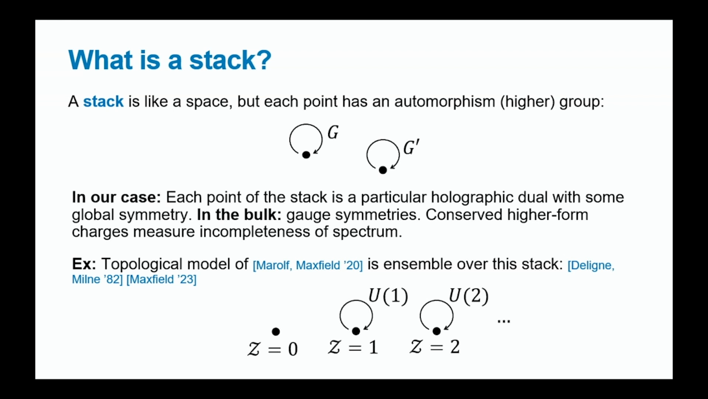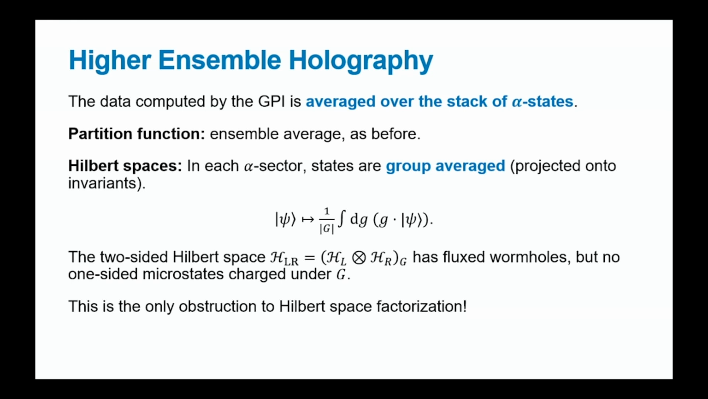And just to prove that this is something you can compute with, if you take the topological model of Marolf and Maxfield, you can show that its baby universe category is an ensemble over this stack. I have a Poisson random ground state degeneracy. It could be 0, 1, 2. And if the ground state degeneracy of my topological quantum mechanics is an integer, then the unitary group of that is a symmetry. And so I have this symmetry group acting as automorphisms. This is a result essentially of Daniel Jafferis and Henry Maxfield, I believe, independently. So that's the technical result.